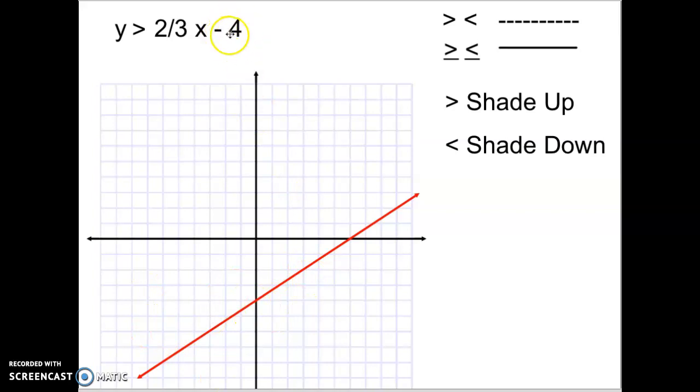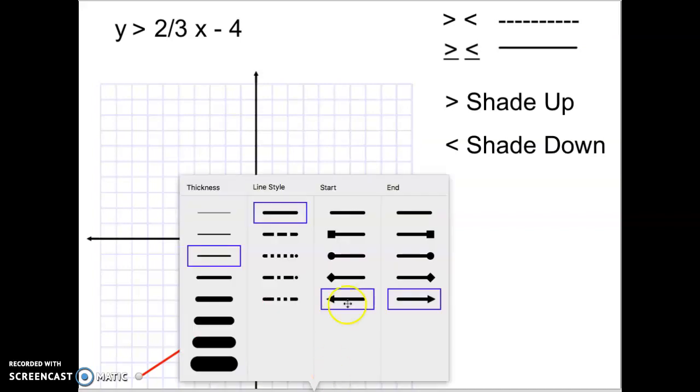I still have the -4 as my y-intercept. I still have my slope of up 2 over 3, up 2 over 3. But there is one thing that's going to change. Do you notice that if it has an inequality sign that does not have an equal sign, we now need to change that to a dotted line? So we need to take this line here and adjust it and make that a dotted line.